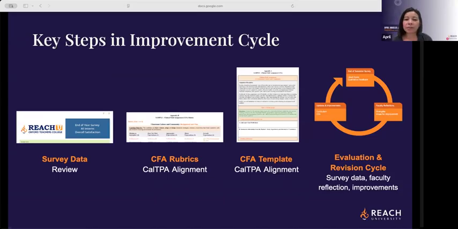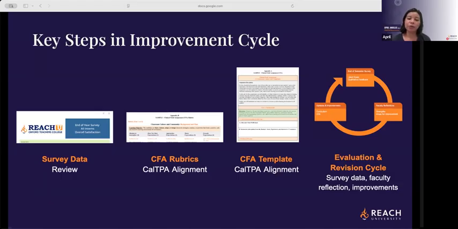Now, with this, one of our problems of practice was how to update and enhance our course curriculum and CIFAs. So our target focus was strengthening alignment between teaching practice and CalTPA requirements. In order to improve and update our CIFAs, we made sure that we were systematic and data-driven and guided by continuous reflection and feedback.